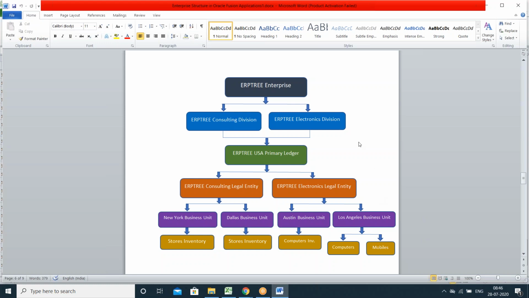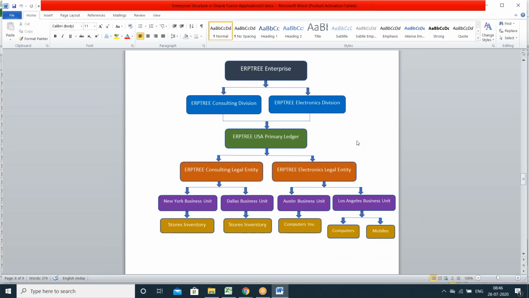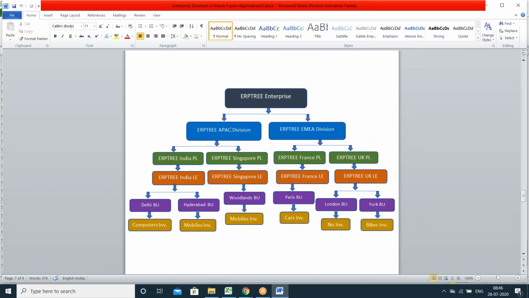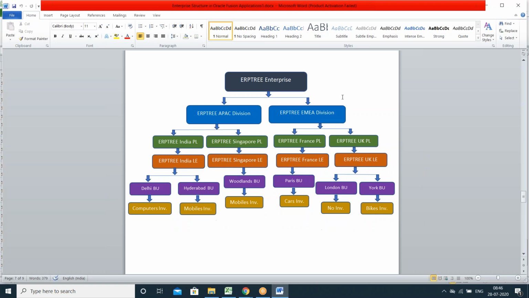Okay, and I took one more example where the client is operating the business in four countries. Enterprise is only one. The company is ERP Tree Enterprise. They have two divisions. They are operating the business in four countries: India, Singapore, France and UK. India and Singapore fall under the APAC division, and France and UK fall under the EMEA division. That's how I took these two divisions.